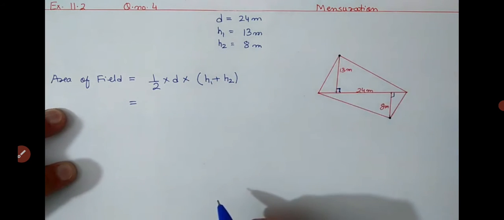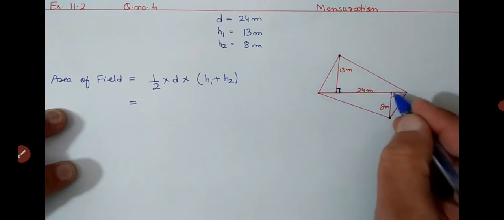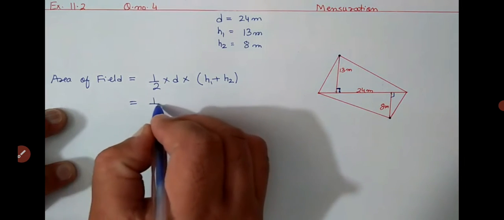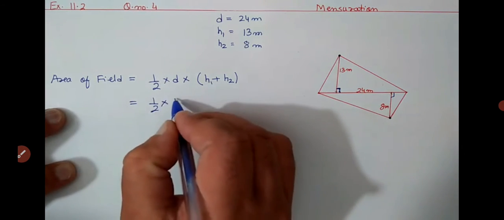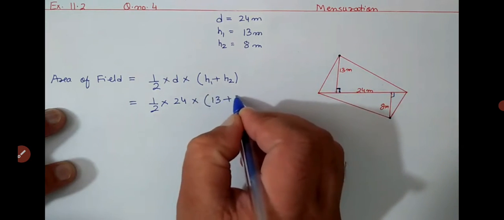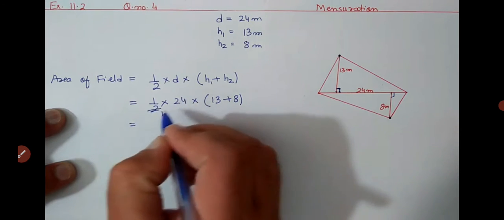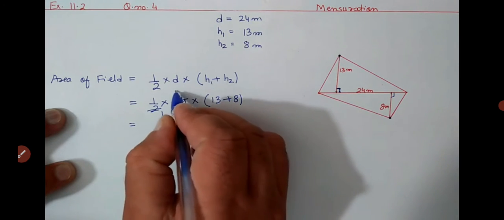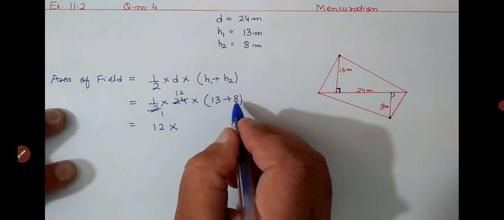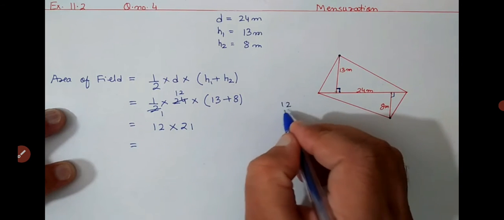Okay, so write it in the formula, 1 by 2 into d, which is 24 meter, into 13 plus 8. Two ones are 2, and 2 twos are 4. So you can get 12 into 13 plus 8. What you can get? 21. Now 12 into 21.